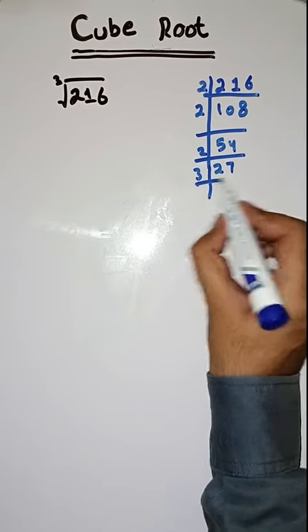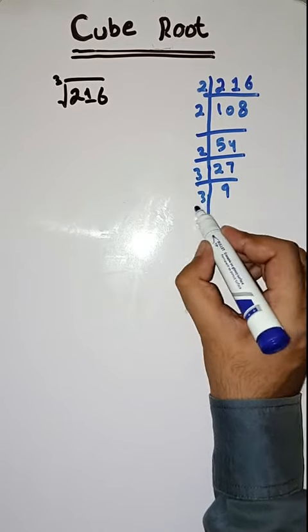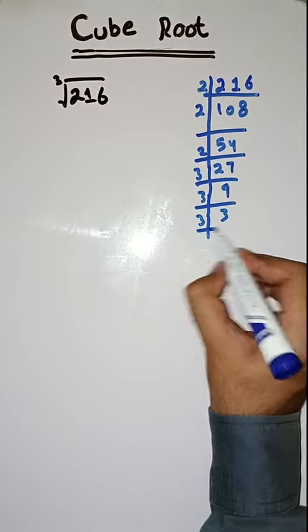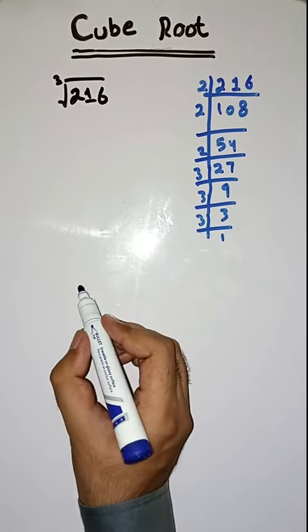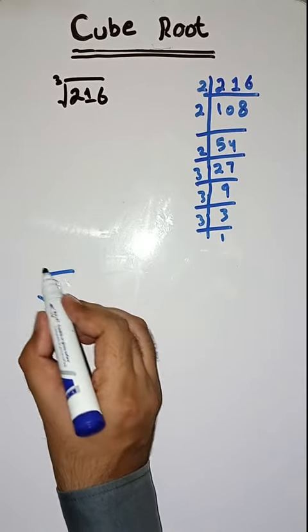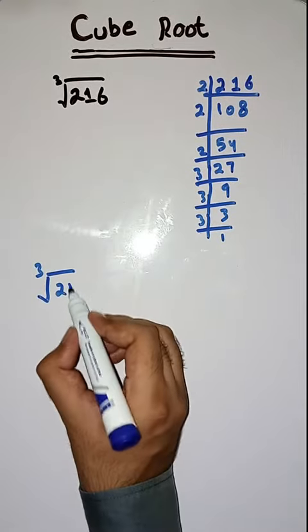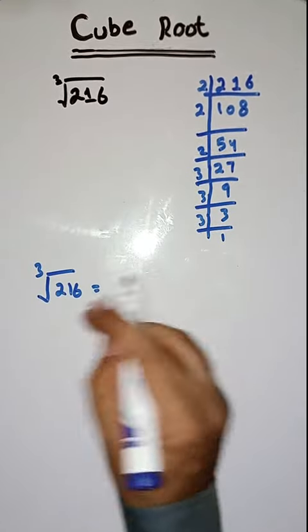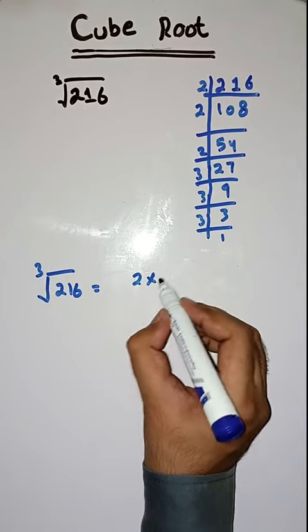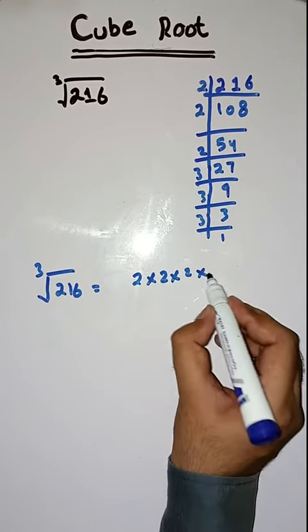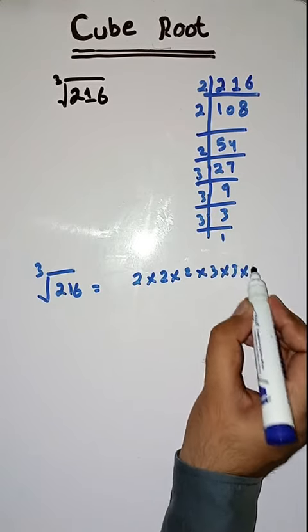Now with 3, 3 nines are 27. Again with 3, 3 threes are 9. Again with 3, 3 ones are 3. So, the cube root of 216 is equal to the cube root of the prime factors of 216: 2 into 2 into 2 into 3 into 3 into 3.